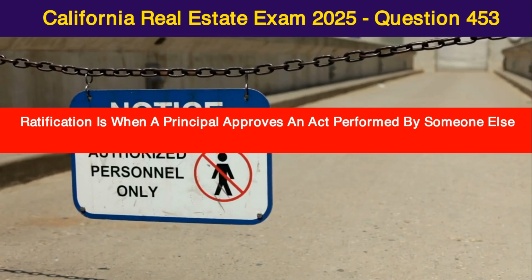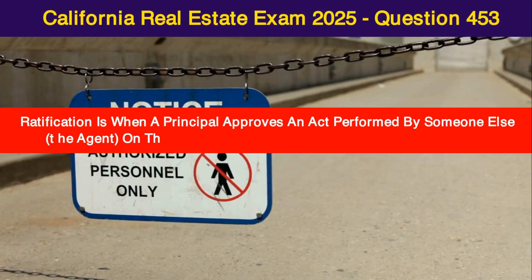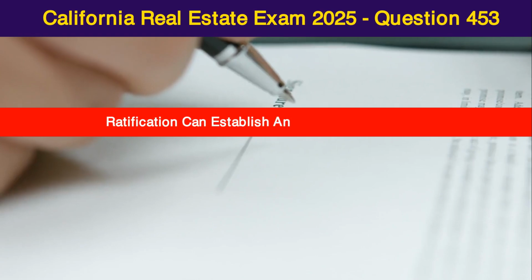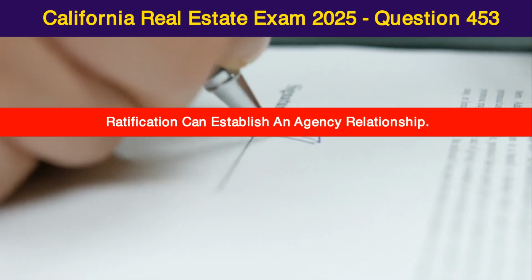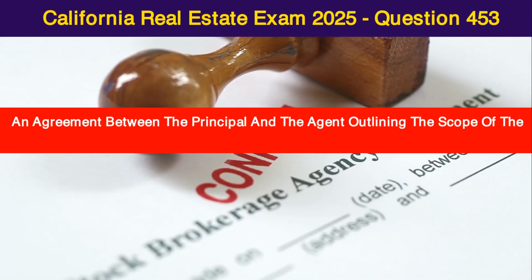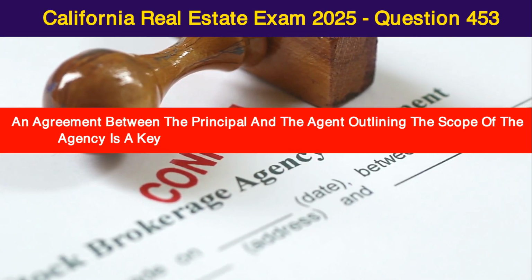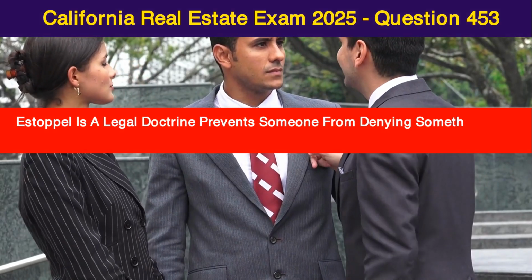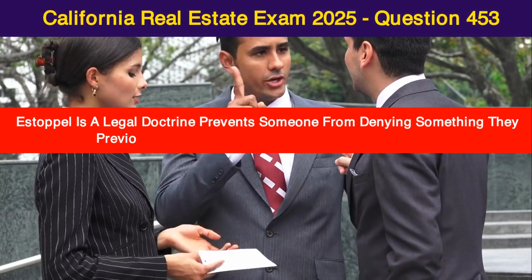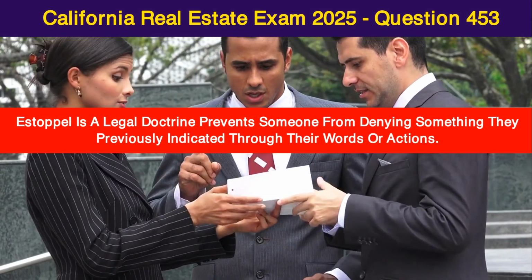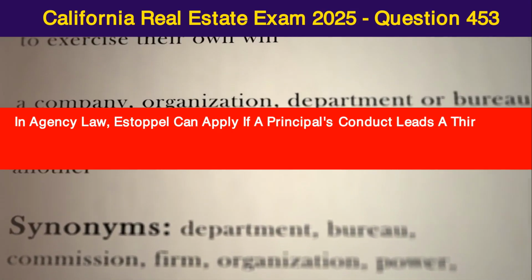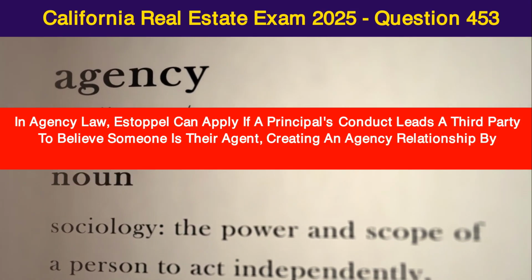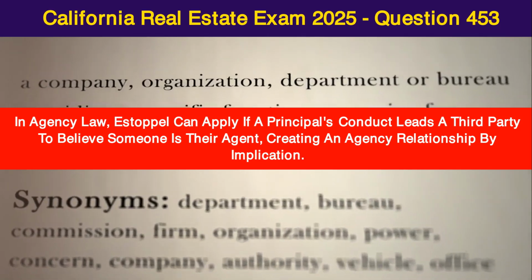Ratification is when a principal approves an act performed by someone else, the agent, on their behalf, even if there wasn't prior authorization. Ratification can establish an agency relationship. An agreement between the principal and the agent outlining the scope of the agency is a key element of establishing an agency relationship. Estoppel as a legal doctrine prevents someone from denying something they previously indicated through their words or actions. In agency law, estoppel can apply if a principal's conduct leads a third party to believe someone is their agent, creating an agency relationship by implication.